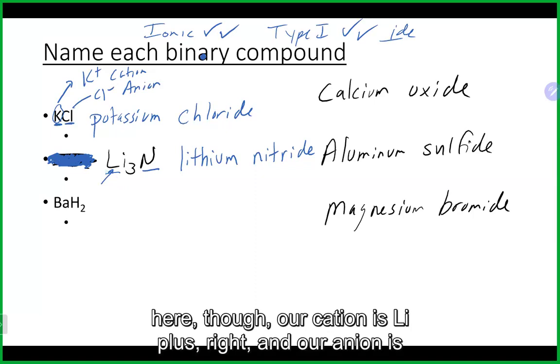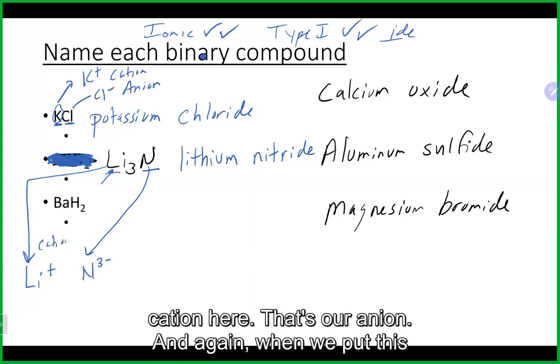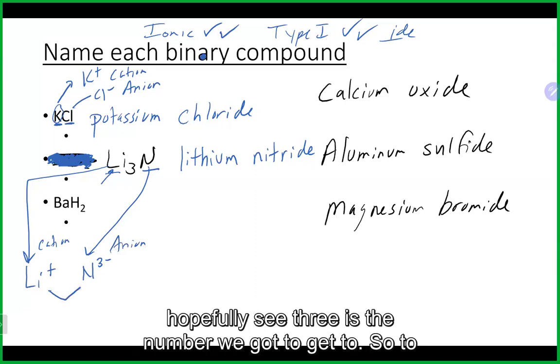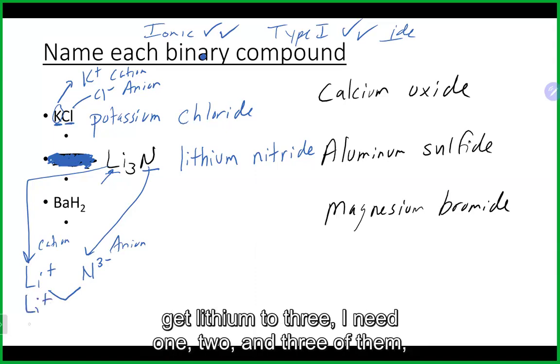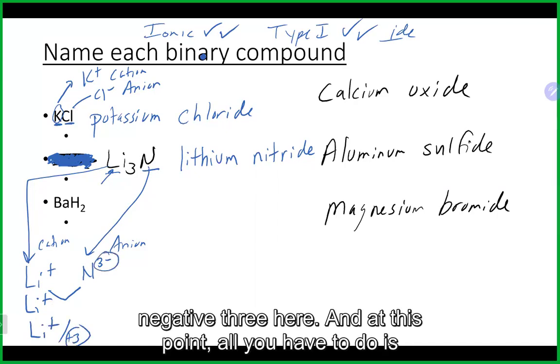Here, though, our cation is Li+, right? And our anion is group 5, which has a -3. That's our cation here, that's our anion. And when we put this together, we need to get it to 0. So in this case, you could hopefully see 3 is the number we have to get to. To get lithium to +3, I need 1, 2, and 3 of them to balance out the -3 here.